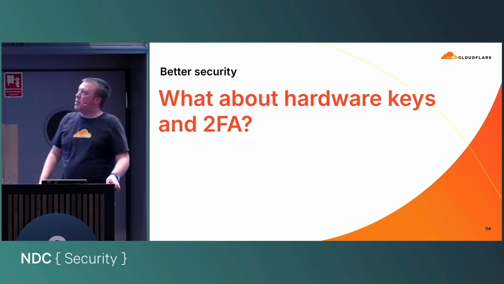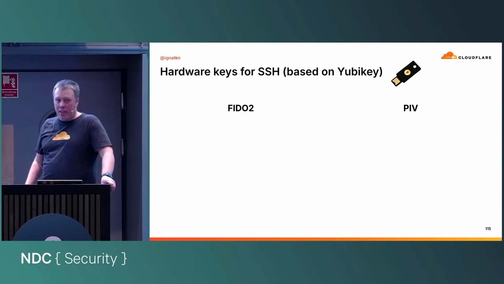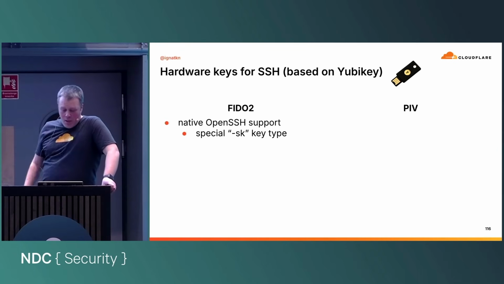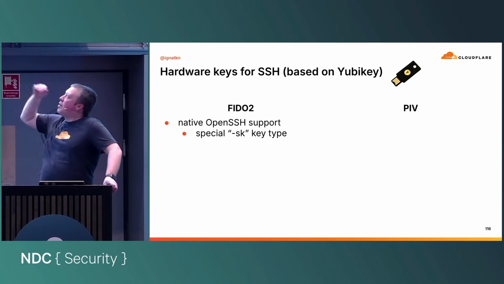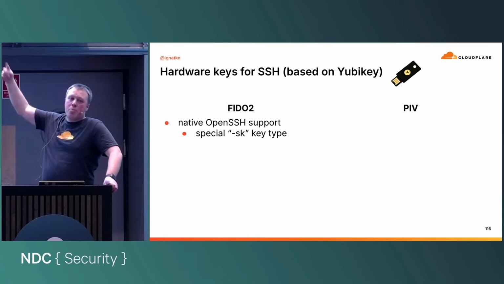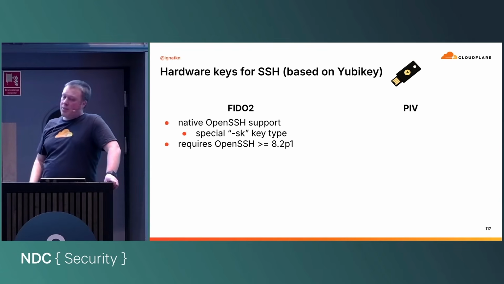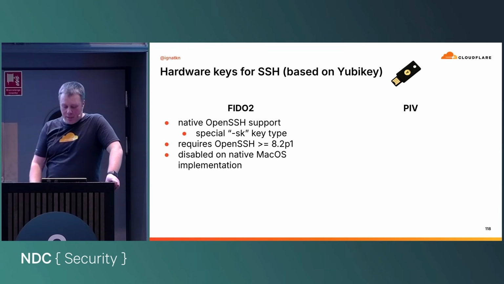But what about hardware keys and 2FA? When we adopted hardware keys for SSH, we were considering two approaches, FIDO2 or PIV. FIDO2 is easier to get started with, but it has drawbacks. It's easier to start with because it has native OpenSSH support. It's represented as a special SK key type. The downsides are it requires a recent OpenSSH version. For example, if you use the same approach on some kind of embedded device, it won't work because it might have an older OpenSSH.